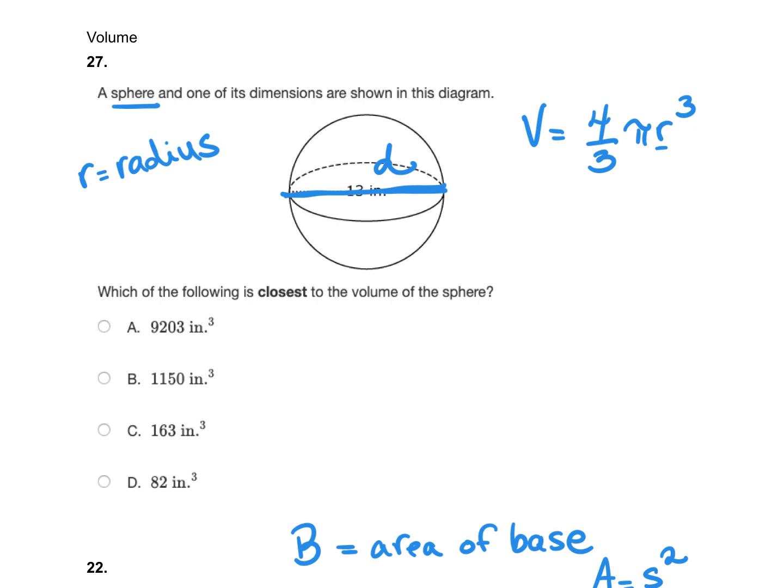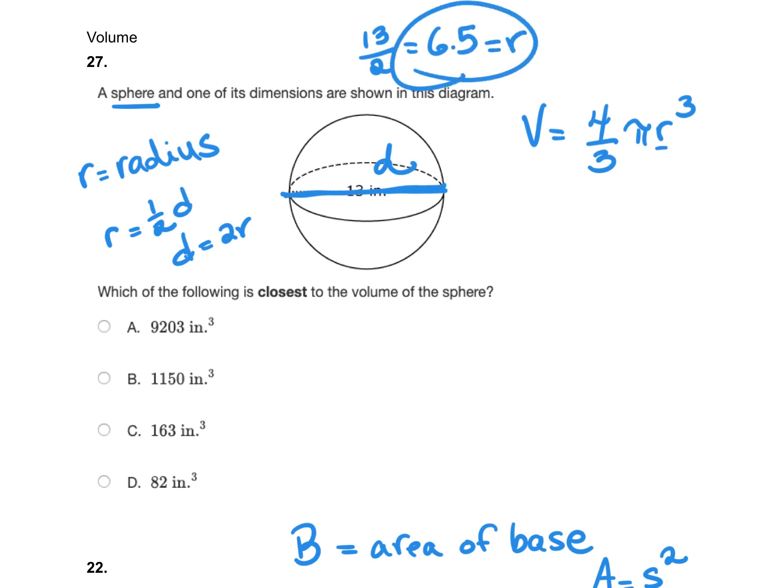And the radius is equal to 1/2 the diameter. Or we can say that the diameter is 2 times the radius. In this case, we're given the diameter, and we need the radius. All of our volume formulas use radius. So we have to divide 13 in half to get 6.5. That is our radius, and that is the number that I need to cube in my formula.